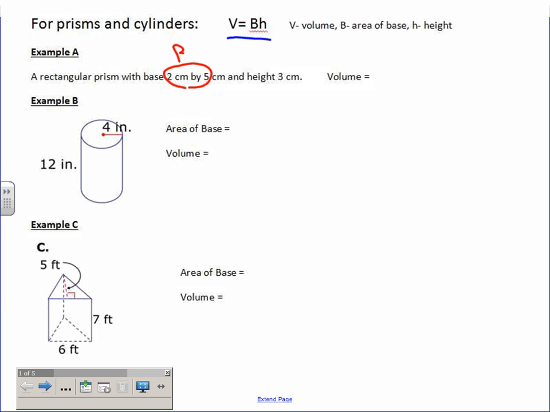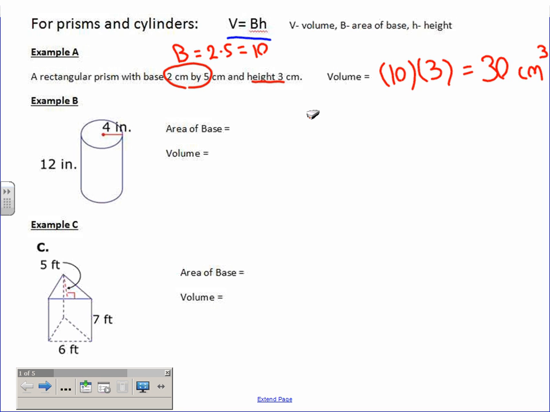So the area of the base is 2 times 5, length times width. So that's 10. The height is 3, so to find the volume, I just take the area of the base, 10, times the height, 3, and that is 30 centimeters cubed, because volume is three-dimensional, so our units also have to be three-dimensional, centimeters cubed.